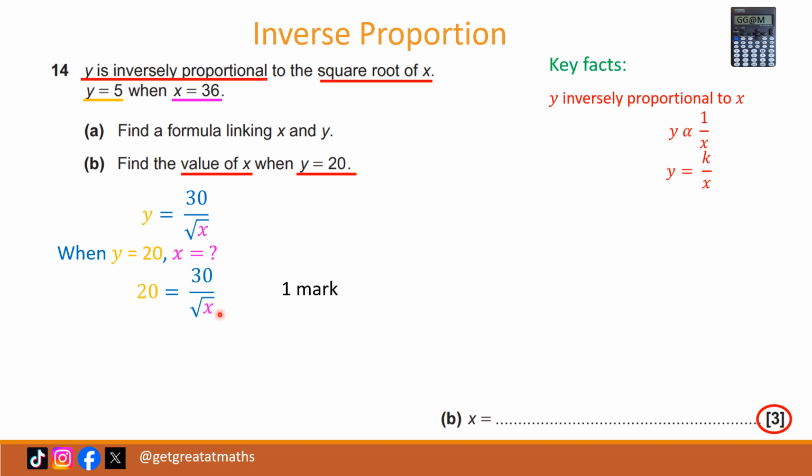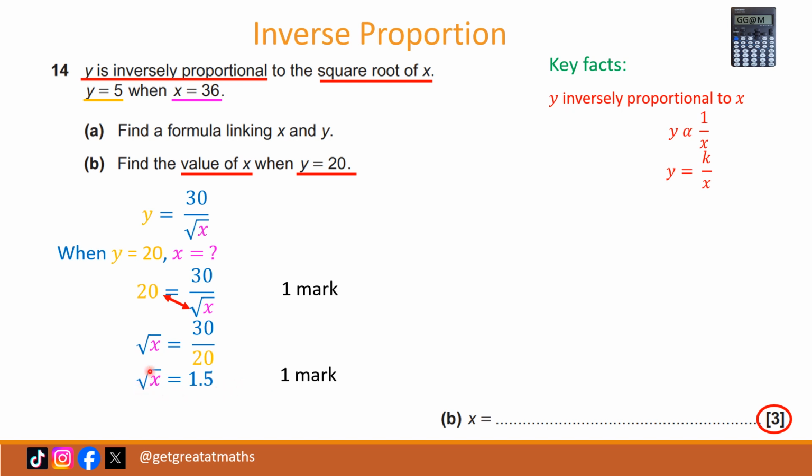From here, we're going to do a little step called cross multiply, which basically means this 20 and the root x can swap places. So I'm going to swap them over by cross multiplying. So I end up with root x is equal to 30 divided by 20. Now this is a calculator paper, so you can use a calculator, or you could just cancel off the zeros off the end. You're left with 3 divided by 2. And 3 divided by 2, or half of 3, is 1.5 for your second mark.